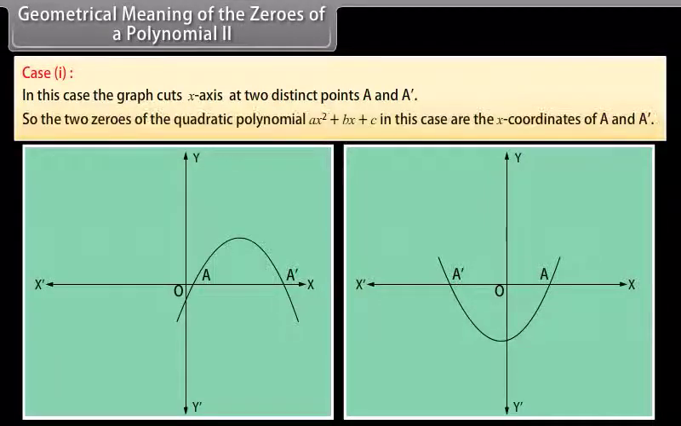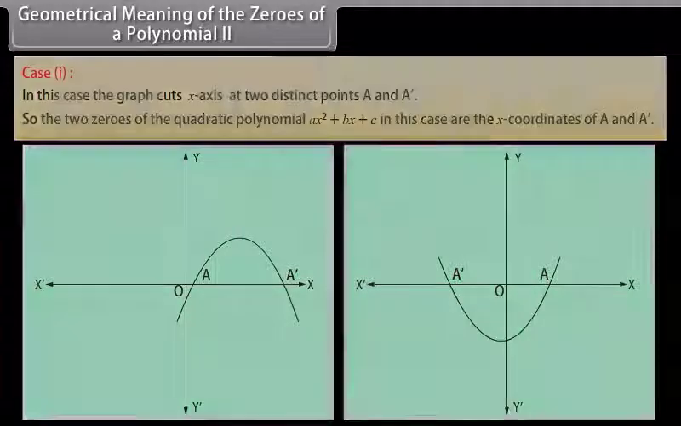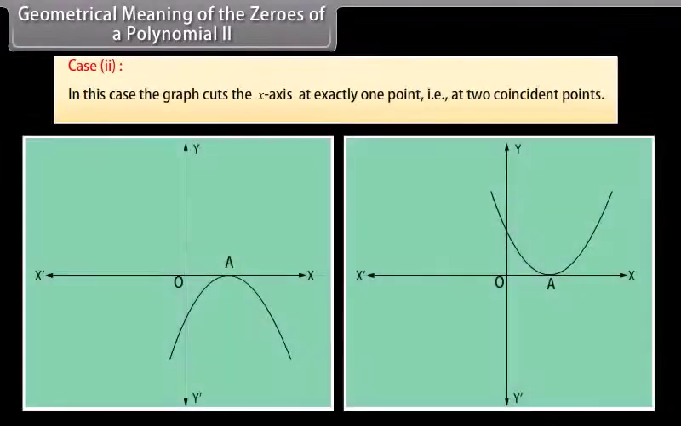So the 2 zeros of the quadratic polynomial ax square plus bx plus c in this case are the x-coordinates of A and A bar. Case 2. In this case, the graph cuts the x-axis at exactly one point, that is, at 2 coincident points. The 2 points A and A bar of case 1 coincide here to become one point A.